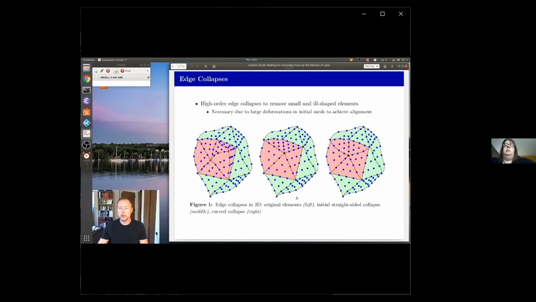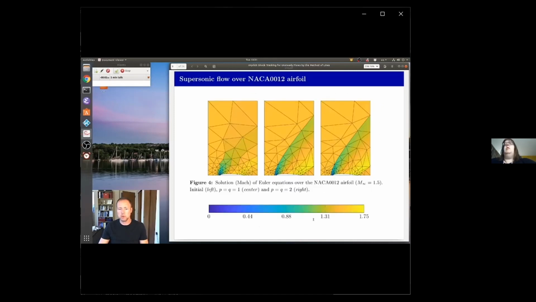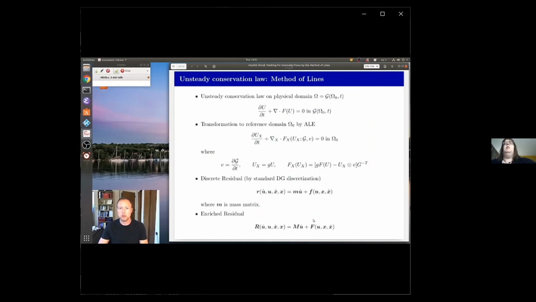We will in general need mesh modifications, and we have worked a lot on curved mesh modifications like the collapse you see here. But in this work, our examples are a little simpler, so we will not focus on that here. This is a space-time solution, but let's just go straight to the method of lines, because Matt showed you these types of steady state and space-time solutions. So let's go straight to the unsteady case.